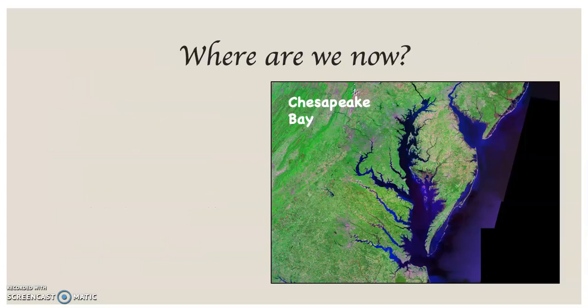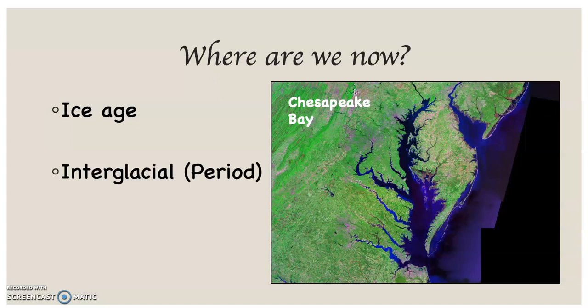Where are we now? Well, anytime the majority of glaciers on this planet advance, and we have a net increase in glacial ice on the surface of the planet, we enter into an ice age. And actually, since the end of the Pleistocene epoch, we have had multiple ice ages. Anytime the majority of glaciers on the planet are receding and there's a net decrease in glacial ice, we enter into what's known as an interglacial period. This is what we're in now.